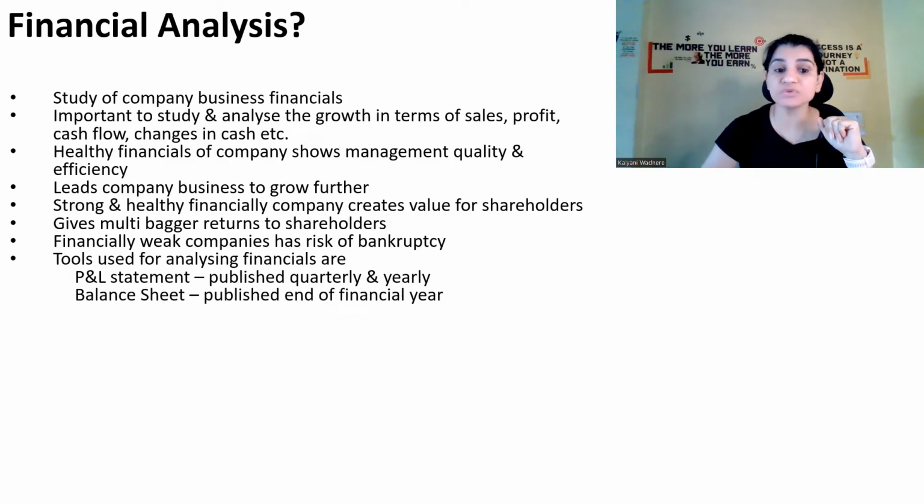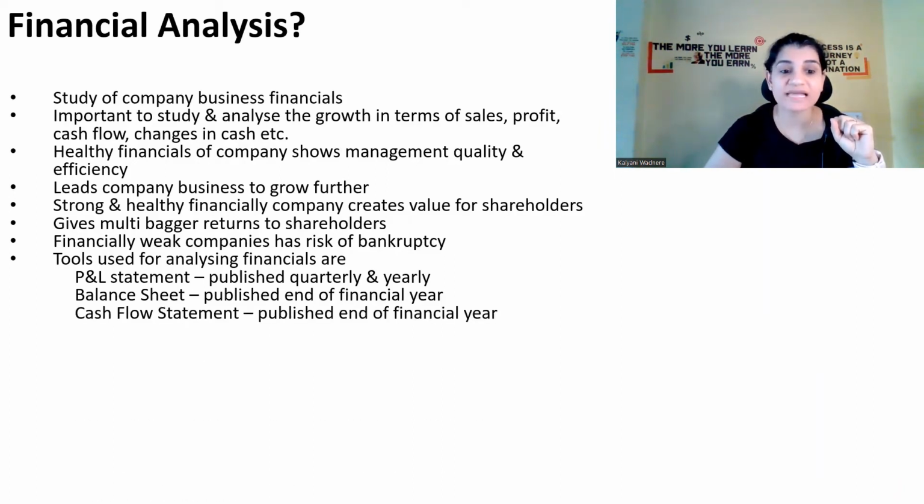The second important tool is the balance sheet. The company publishes its balance sheet at the end of the financial year, so usually it will be published in March ending. And then the cash flow statement, which is again published at the end of the year. So these are the 3 important tools which a company publishes. Using these 3 tools, we are going to analyze and understand the situation or the condition of the company's financials.